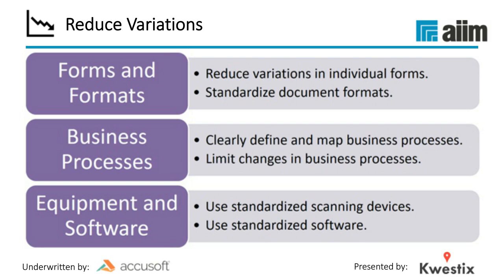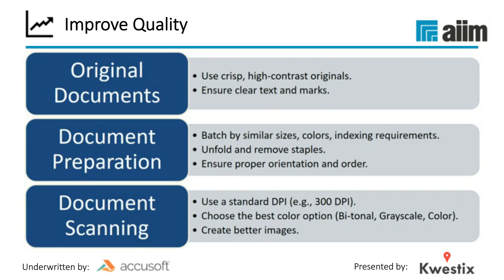For business processes, you've got to clearly define and have them mapped so that you can follow them and make sure that's the way it should be. And govern the changes in the processes. Some processes change all the time, and really that's bad for things as complicated as document capture. And equipment and software, it's really important to standardize on those, make sure that you're using the right tools that can all work together. So for quality, you want to contrast originals, make sure that you've got clear text and marks on the documents. The documents should be batched together.